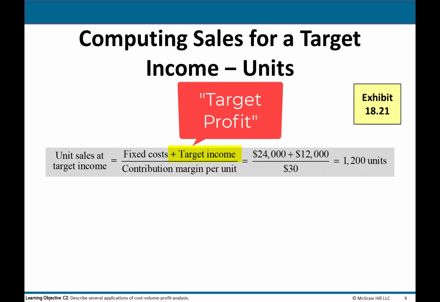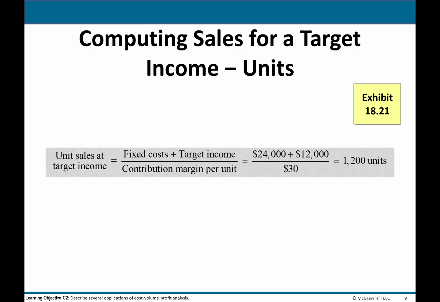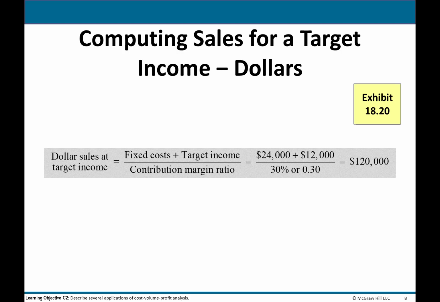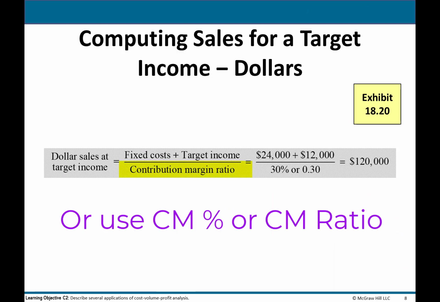If we're trying to compute this in units, then you'll notice that we're using the unit contribution margin on the bottom. To turn that into dollars, into target profit dollars, we would follow the same steps we followed with the break-even point. The shortcut is to take the units and multiply by the selling price, or you can just use the revised formula, which replaces the unit contribution margin with the contribution margin ratio.